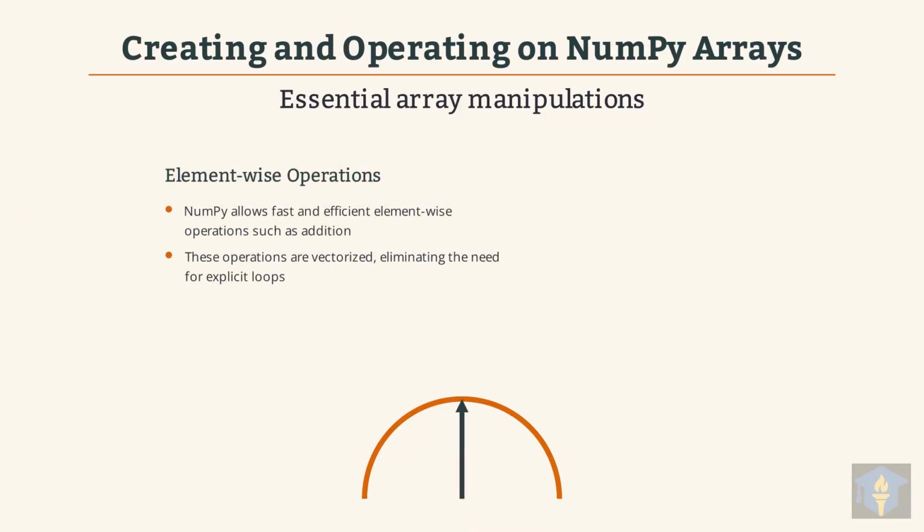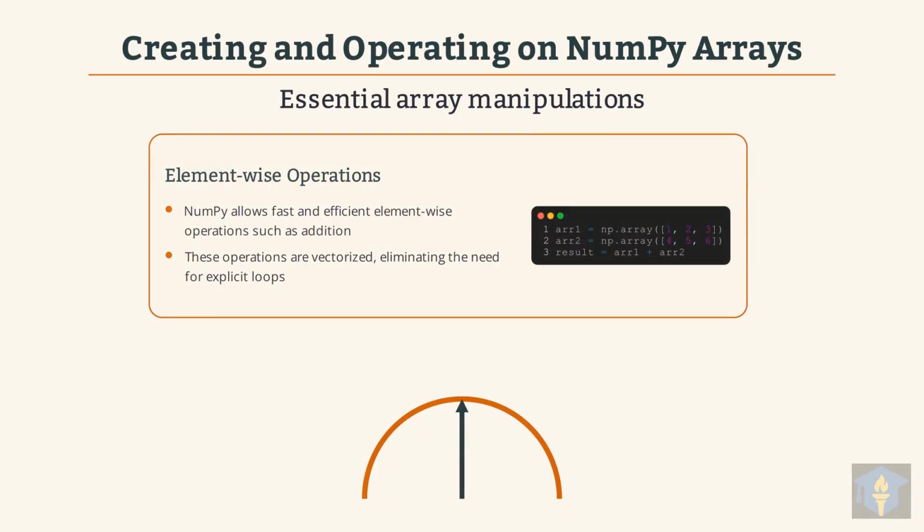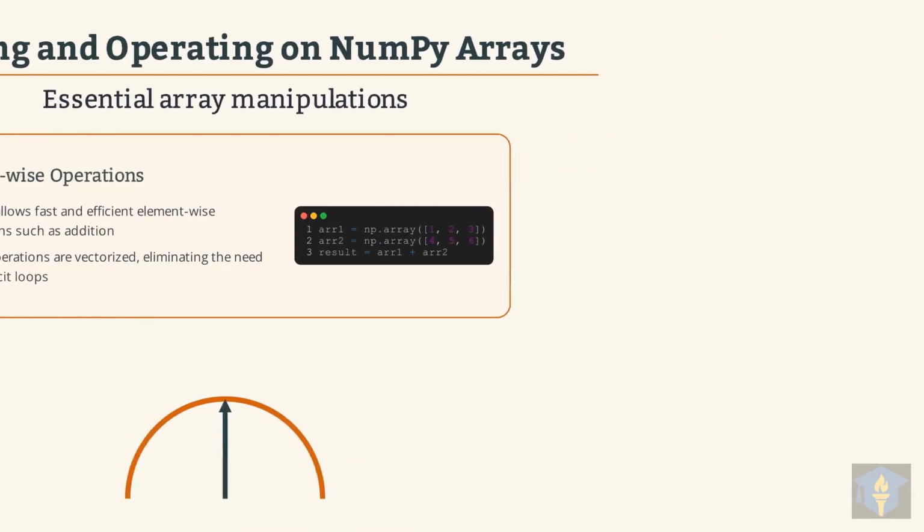Next, we'll explore element-wise operations, which are incredibly efficient for performing calculations across arrays. NumPy enables fast, element-wise operations like addition, utilizing vectorization to eliminate the need for slow explicit loops. This code demonstrates simple element-wise addition, where r1 and r2 are added together to produce a result array.